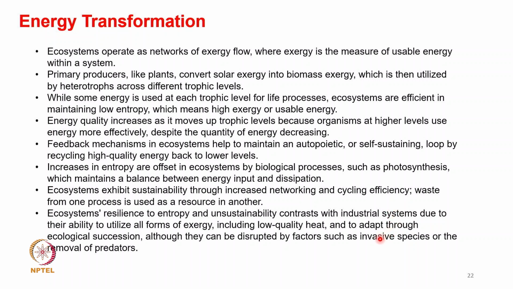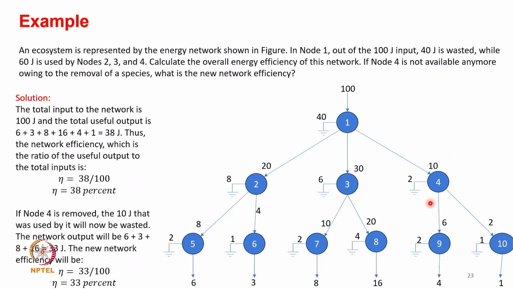Ecosystems' resilience to entropy and unsustainability contrasts with the industrial system due to this ability to utilize all forms of exergy, including low quality heat, to adapt through ecological succession, although they can be disrupted by factors such as invasive species removal from the system. So now let's take an example of an ecosystem that is represented as an energy network.